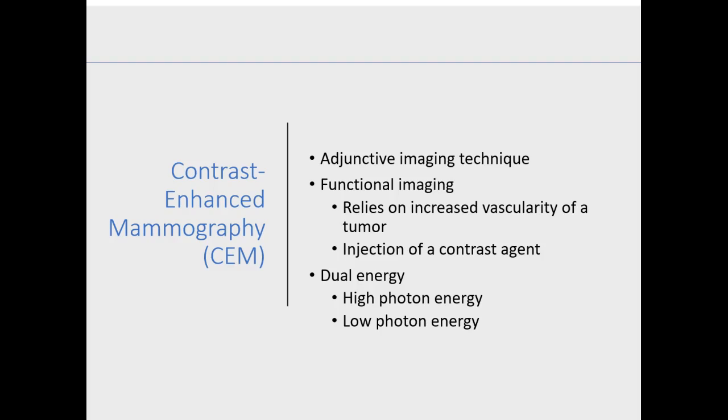It has 2 ways that you can use the agent. You can do subtraction type of technology where you do your base images first and then you do your post-contrast images similar to what we do with an MRI. Or there is dual energy. Dual energy is going to require immediate exposures. The images are going to be processed with special software, and there may be hardware involved at a high energy level and a low energy level.